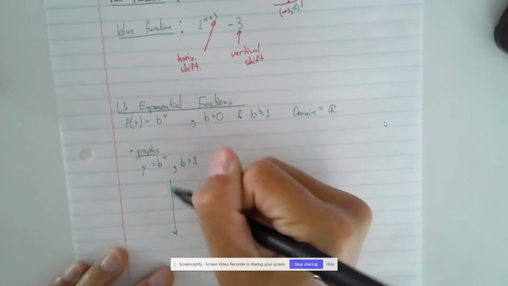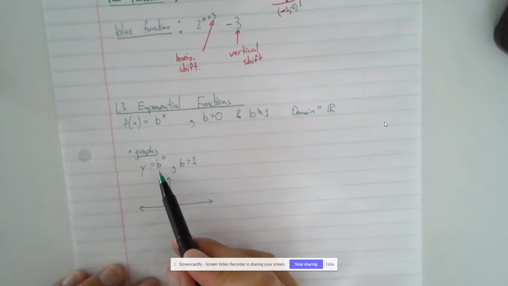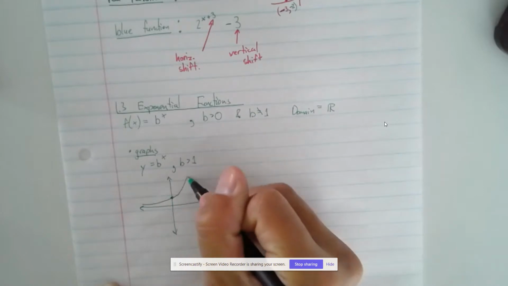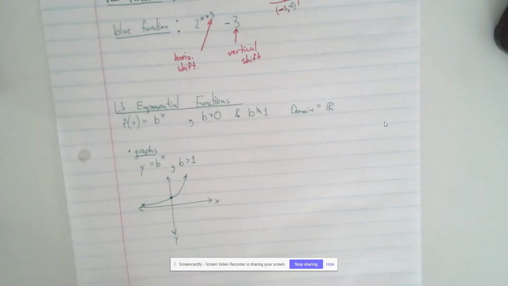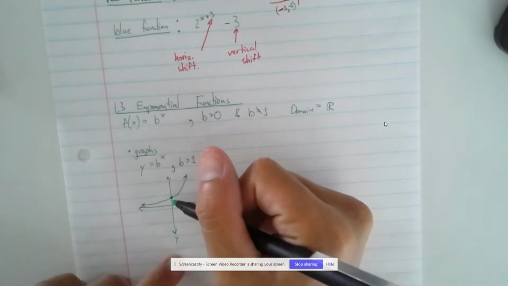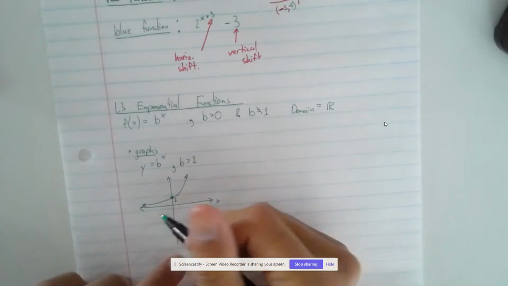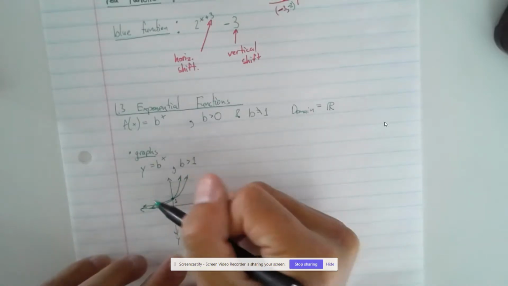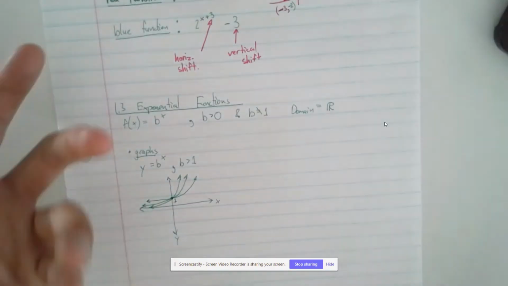So, just a brief overview. If your base is greater than 1, then you should get graphs that look like this. They always cross at what point on the y-axis? Yeah, it always crosses at 1. And if you change your base, it might come in steeper. It just comes at different steepnesses, but it's the same general form, okay?